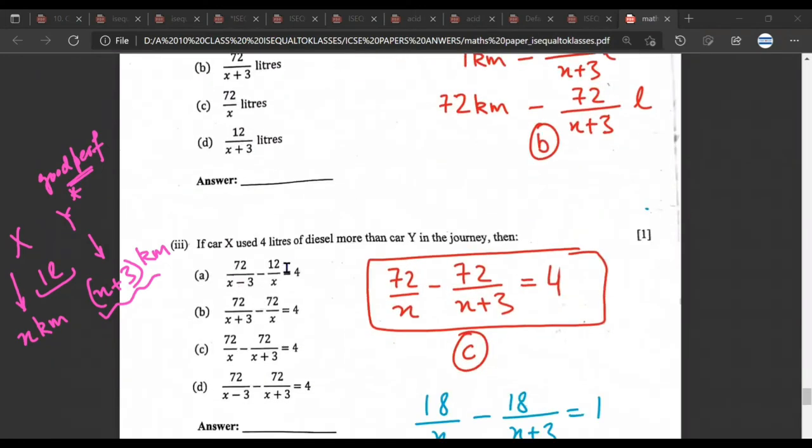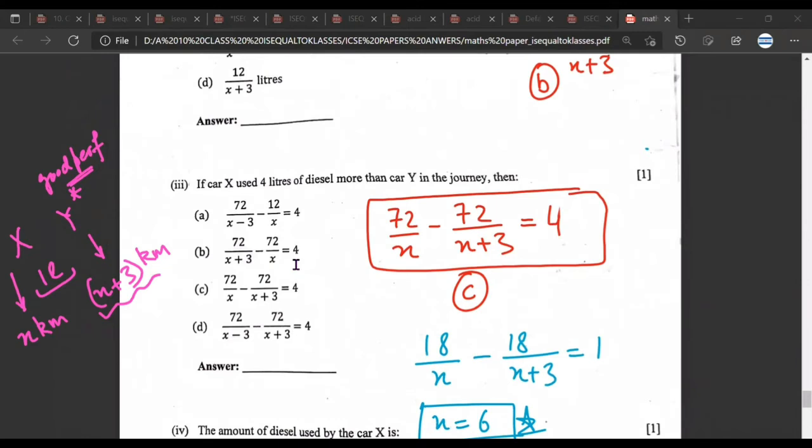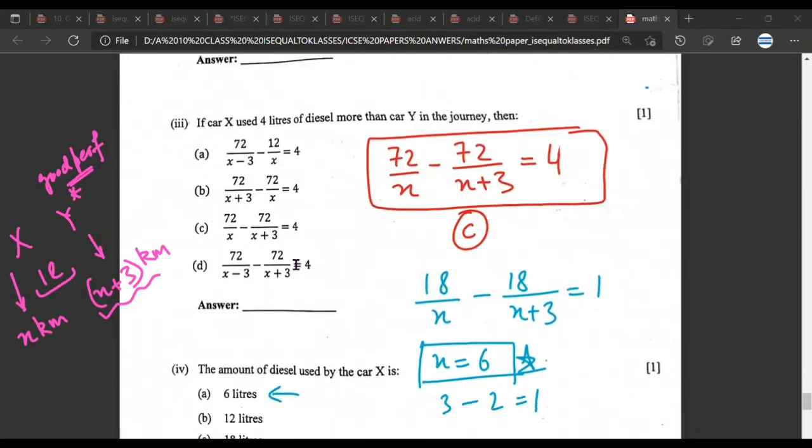Now, if car X uses 4 liters of diesel more than car Y, of course it would use more liters. Why? Because its performance is low, and that is what I was trying to tell you in the beginning of the question. Its performance is low. That is why it will be using more amount of liters. So therefore my equation would be from the first and the second part. This would be my equation.